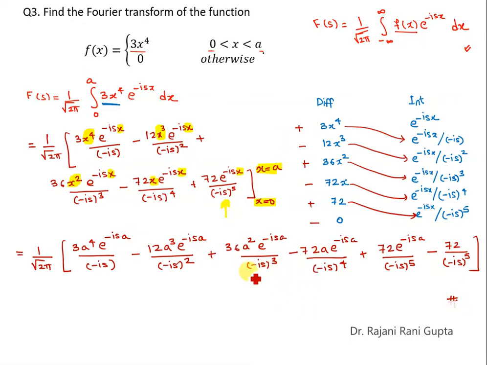You can further simplify it by using the property of iota. We know that iota square is minus 1. Iota cube will be minus iota. Iota to the power 4 will be plus 1, and so on. So you can work with it.